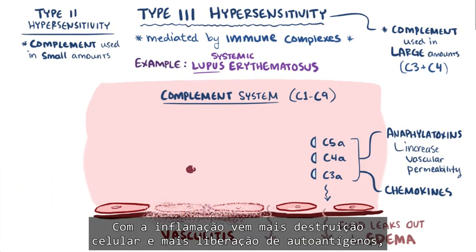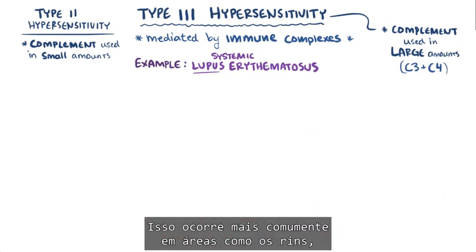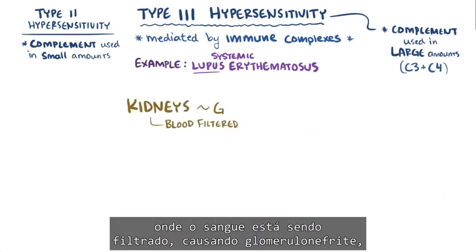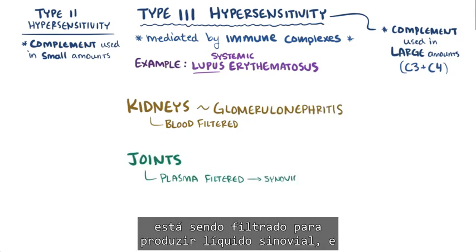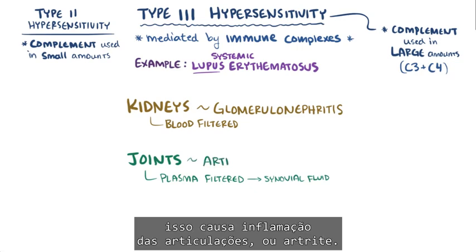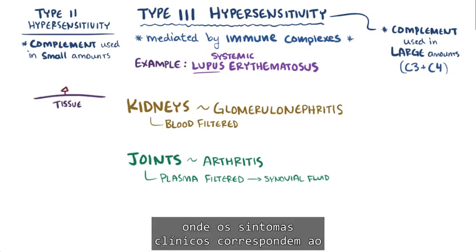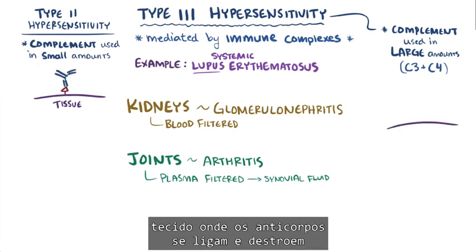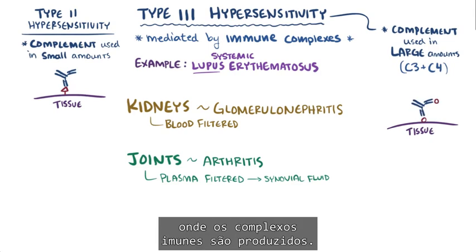With inflammation comes further cellular destruction and more autoantigen release, repeating the cycle again. This most commonly takes place in areas like the kidney, where the blood's being filtered, causing glomerulonephritis, as well as the joints, since blood plasma is being filtered to produce synovial fluid, and this causes inflammation of the joints, or arthritis. And this brings up a third major distinction between type 2 hypersensitivity, where clinical symptoms correspond to the tissue where antibodies attach to and destroy cells, and type 3 hypersensitivity, where clinical symptoms correspond to the tissue where immune complexes are deposited, not where the immune complexes are made.